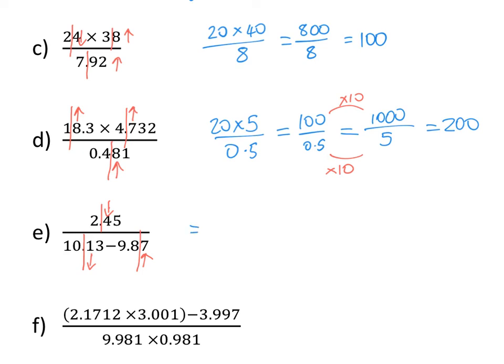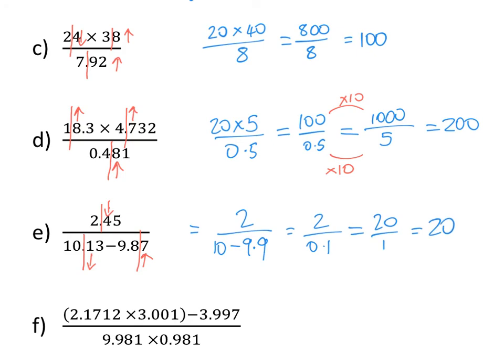So what we've got then is still 2 on the top. We've got 10 take away 9.9. So that's 2 divided by 0.1. Again, we don't like a decimal in a fraction, so we can multiply top and bottom by 10 to get 20 over 1, which is 20.